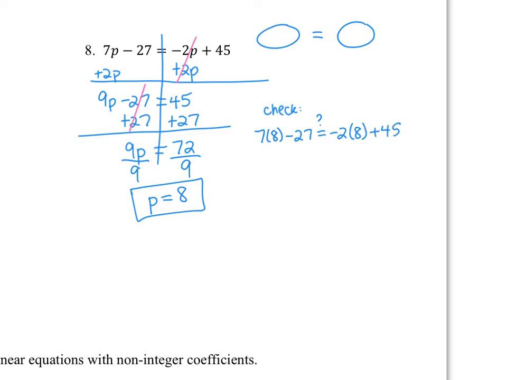So just evaluate on both sides. We're just going to keep this side on this side, this side on this side. Follow order of operations. So we have to do 7 times 8 first, which is 56. Minus 27. Is that really equal to, on the right side, negative 2 times 8, which is negative 16. We have to add 45. So then on the left side, if you do 56 minus 27, you get 29. And then if you do negative 16 plus 45 on the right side, you also get a positive 29.